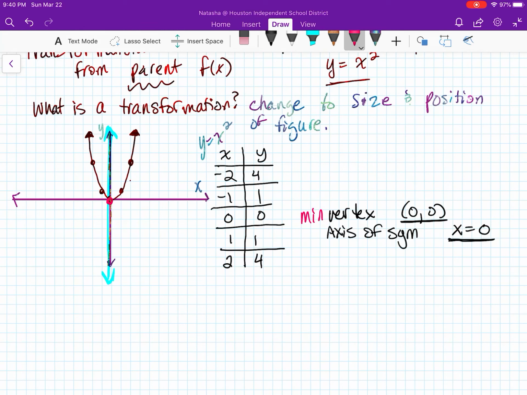And if I were to plug in a value for x, say 0 or 1, if I say 1, that's going to give me 1 squared, which is 1. If I plug in 2 for x, that's going to give me 4. But now, let's talk about transformations.